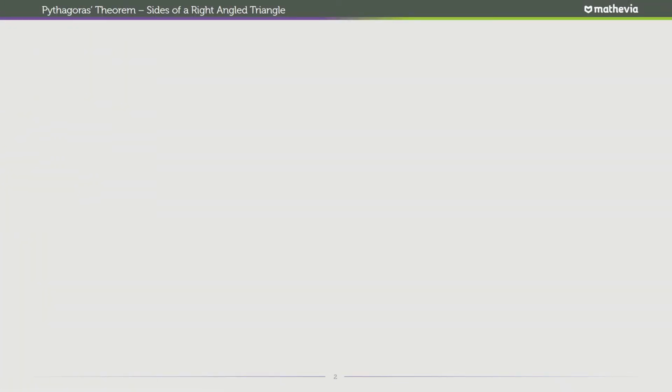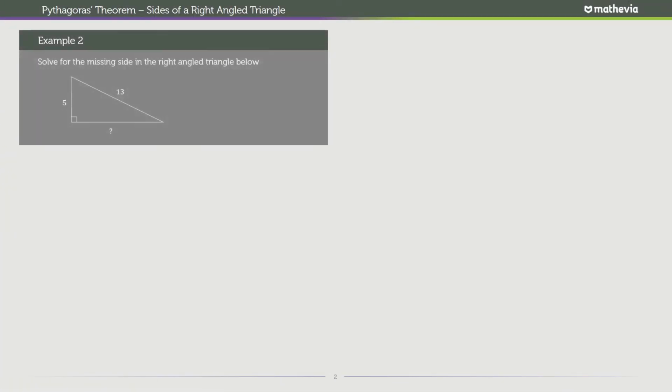Now, example 2. Example 2 says solve the missing side in the right angle triangle below. This time we're given the slant side. We're also given the vertical side. So we have the hypotenuse, we have the opposite, and in this case we're looking for the adjacent. We have that h squared equals a squared plus o squared. But this time we're actually looking for a, so we'll just rearrange that formula.